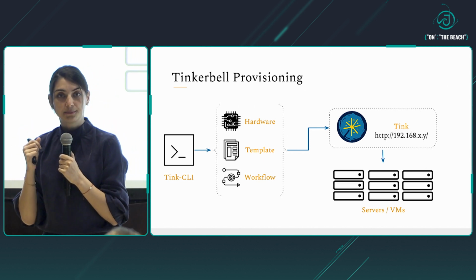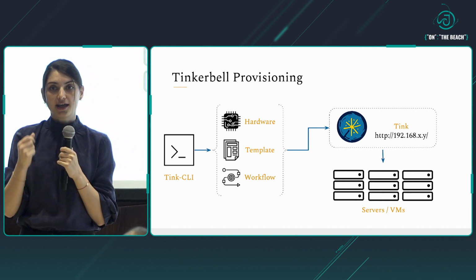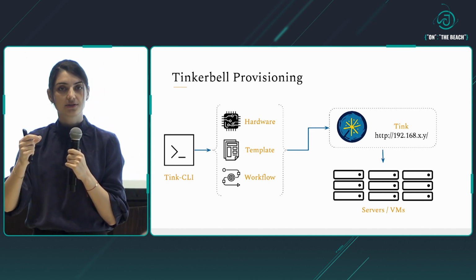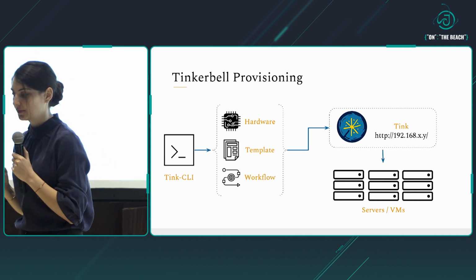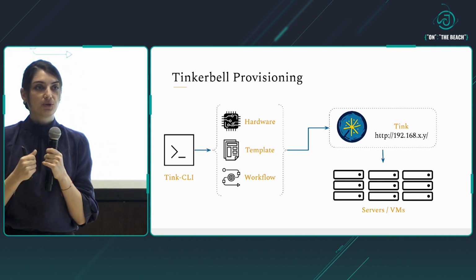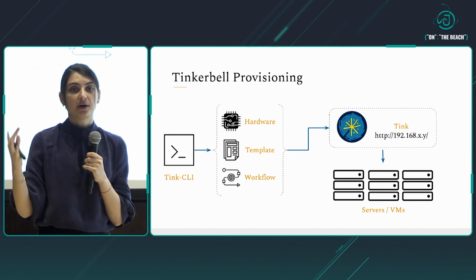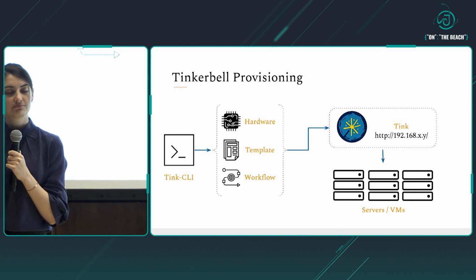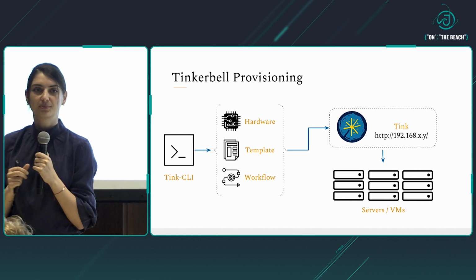Next, we will need a template. And a template is a set of actions, pretty much saying we want these steps to be executed on this particular Tink server. So, for example, you want to install Ubuntu, you want to install any binaries for running your application. You can think about this as a golden image. That's very similar.